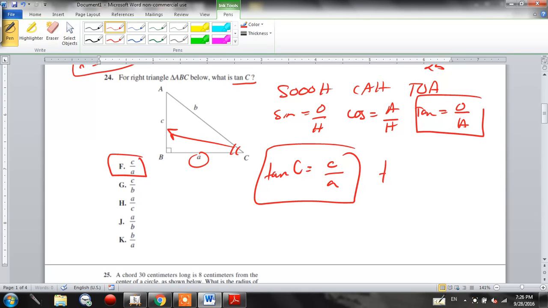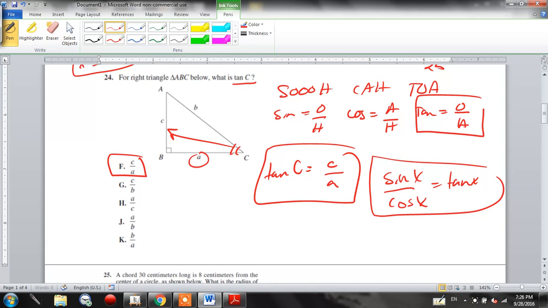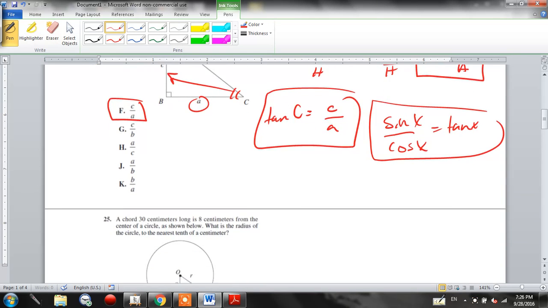Also remember, just as a review, sine of an angle over cosine of an angle is the tangent of an angle. Sometimes you might be given sine and cosine and asked to find the tangent, because sine of gerene over cosine of gerene equals tangerine. That might be an easy question if you know that rule.